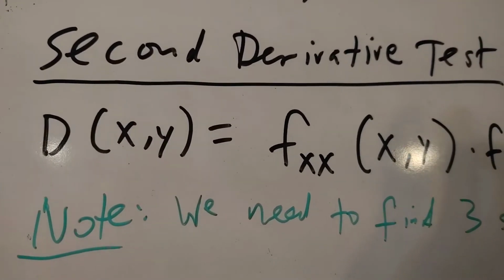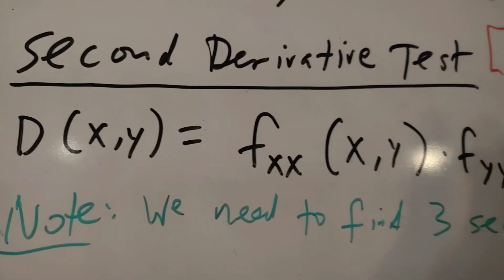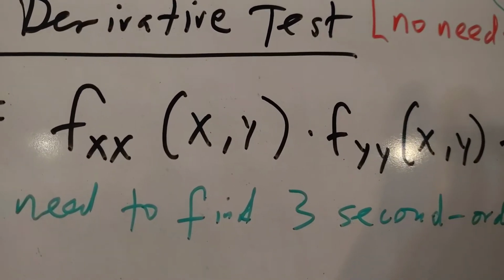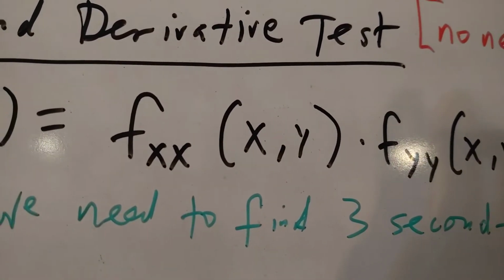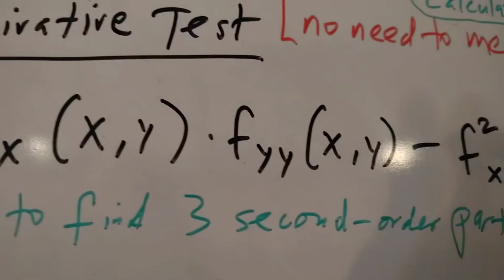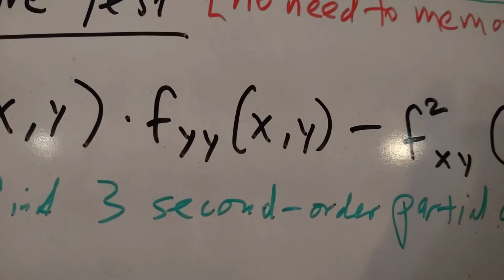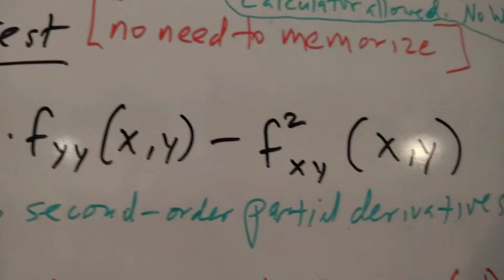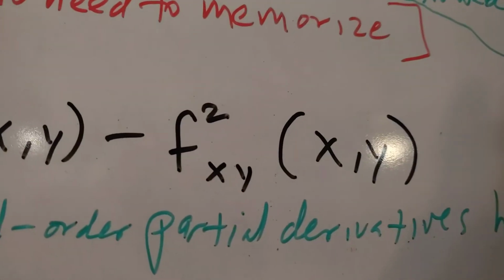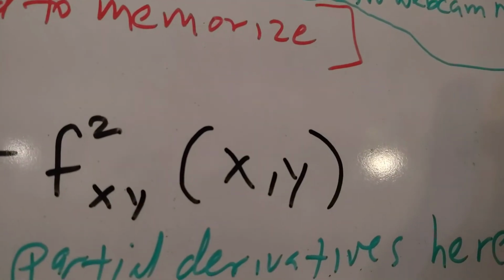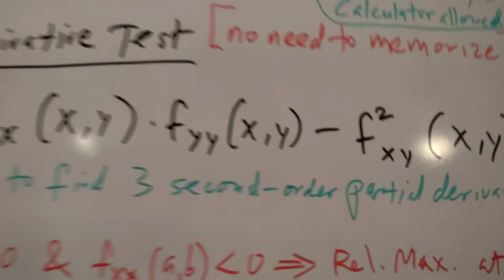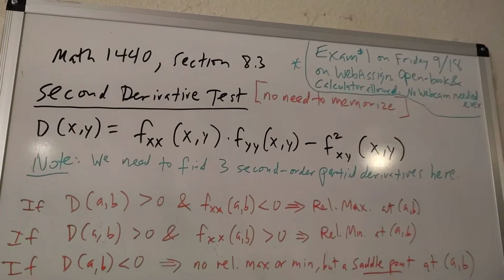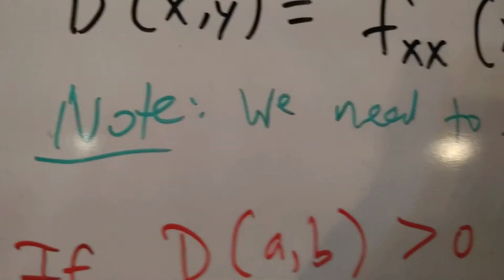D of x comma y, which is going to be your critical point, is going to equal, and you input the critical point x, y into your second order partial derivative f sub xx, multiply that by f sub yy, evaluated at your critical point x comma y, and then it's going to be minus the square of the mixed partial, evaluated at your critical point x comma y. So let me step back so you can see it all at once. Okay, and I wrote note.